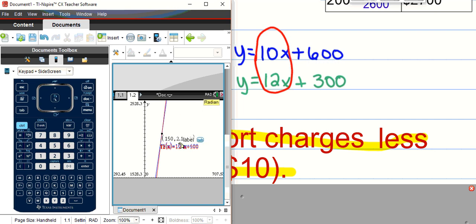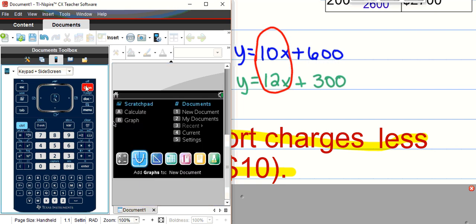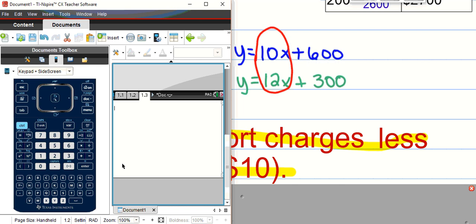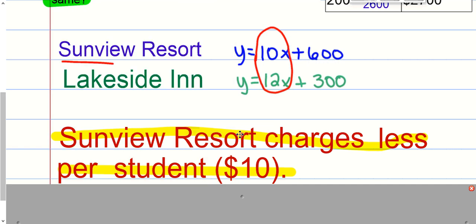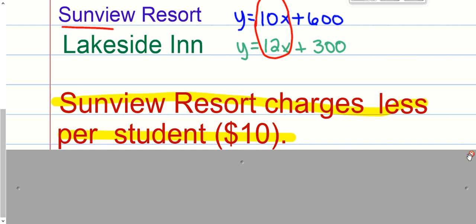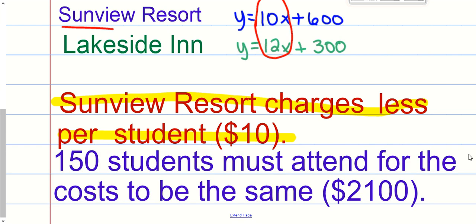So in that 2.1e plus 3, let's go ahead and just plug 150 into one of our equations. So let's go home, go to the calculator screen, and we will type in 10 times 150 plus 600. We get 2100. Just to double check, 12 times 150 plus 300. They both give us 2100. So we can now say that 150 students must attend for the cost to be the same, which is $2,100. So there's our questions answered.